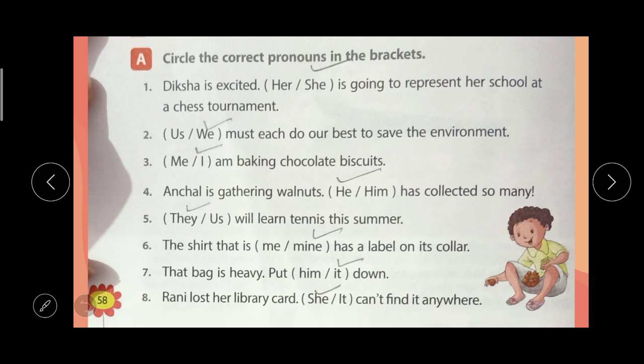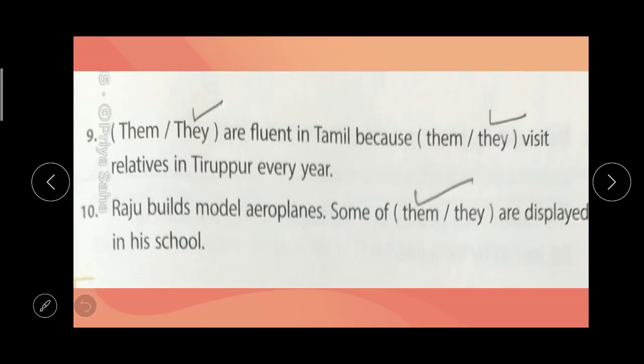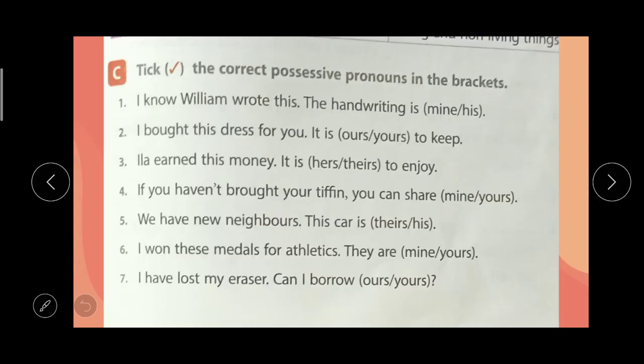Number 7, that bag is heavy. Put it down. Number 8, Rani lost her library card. She can't find it anywhere. Number 9, they are fluent in Tamil because they visit relatives in Tirupur every year. Number 10, Raju builds model aeroplanes. Some of them are displayed in his school. Then exercise number C, where you have to tick the correct possessive pronouns.